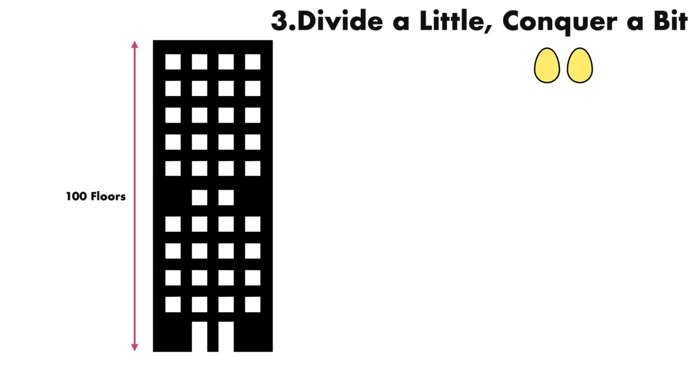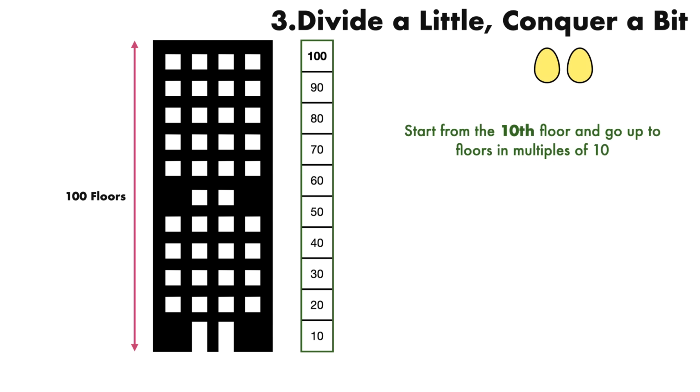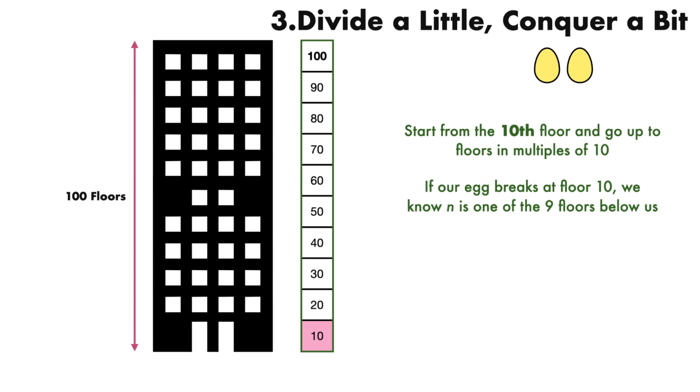The next solution takes a little bit of the linear approach and mixes in a little of the splitting from our binary approach. We can start off by dropping an egg at floor 10, increasing the drop floor by 10 at a time. Then going back to drop one floor at a time until we find that n. So according to this approach, start from the 10th floor and go up to floors in multiples of 10.